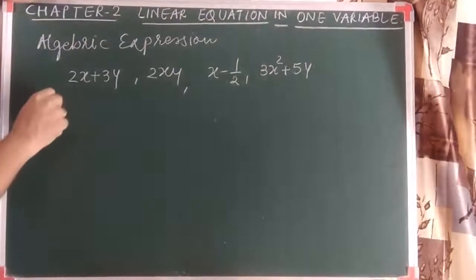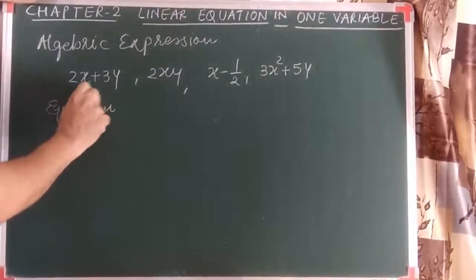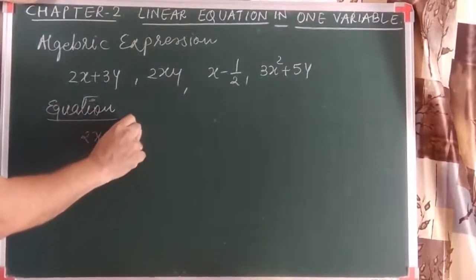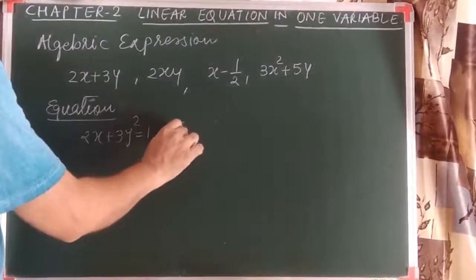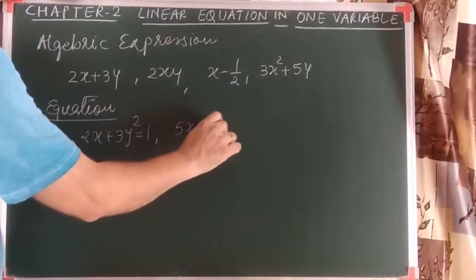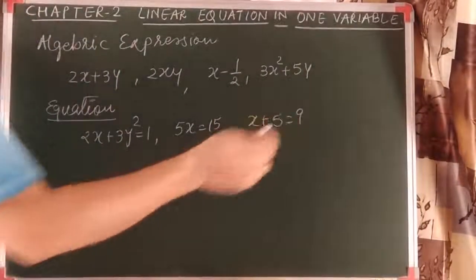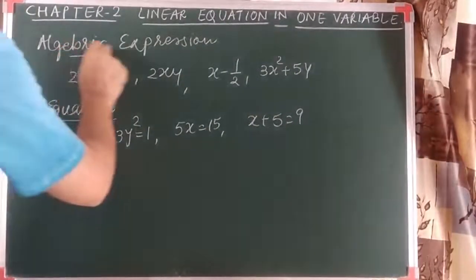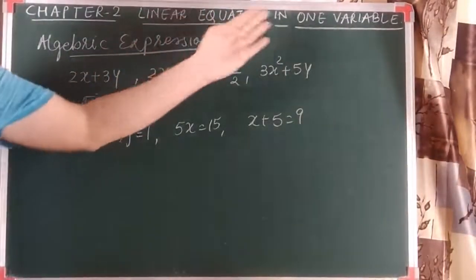And if we discuss the algebraic equations, they are like 2x plus 3y square is equal to 1, 5x is equal to 15, x plus 5 is equal to 9, and many more. So this is what we have already discussed, the algebraic expression and the equation. Our chapter title is linear equation in one variable.